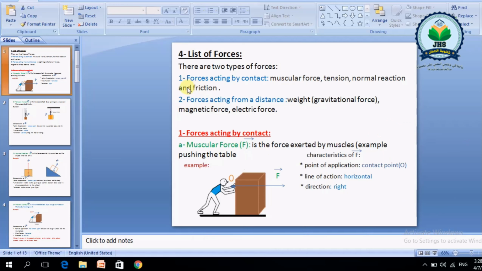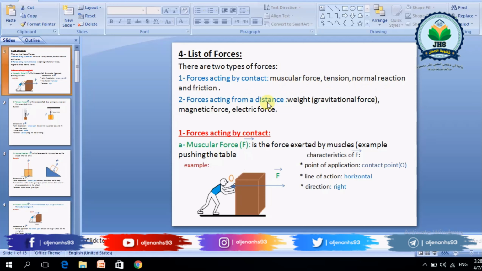The first type or first group is called forces acting by contact or by touch. When there is touch or contact between the body which is exerting a force and the body which is receiving a force, then this force is called force acting by contact, like muscular force, like tension force, like normal reaction and friction. The second group or second type is called force acting from a distance.